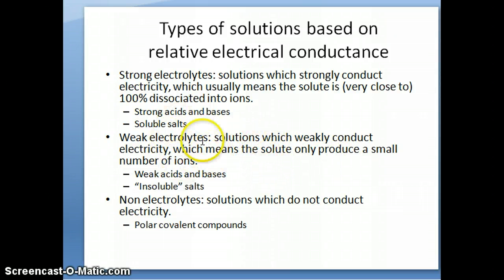So the type of compounds that belong in this weak electrolyte category are weak acids and bases and things we call insoluble salts, which I put in quotation marks because a lot of times these salts are a little bit soluble, and that's why they can conduct electricity. They are soluble a little bit, but in comparison to something like sodium chloride, these salts are pretty much insoluble. So only a small portion of it is soluble.